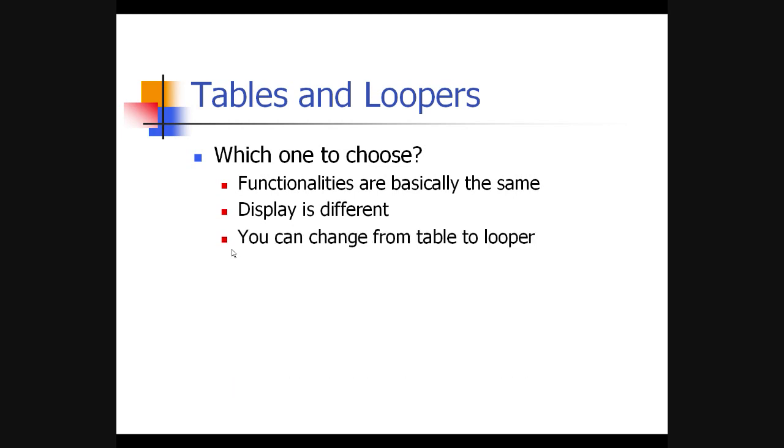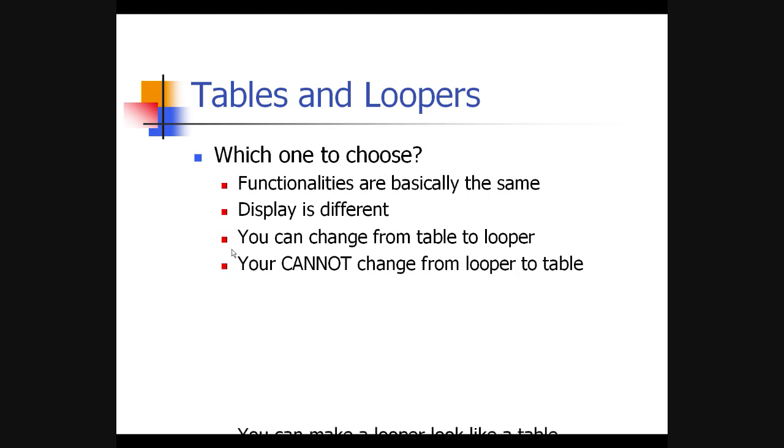Remember that you can change from a table to a looper directly in the WinDev editor. You just go in the field menu and you switch from table to looper. But you cannot change from looper to table. So if you start with a table and you want to switch to a looper, it's very easy. In the other direction, no such luck, you will have to redo the object.